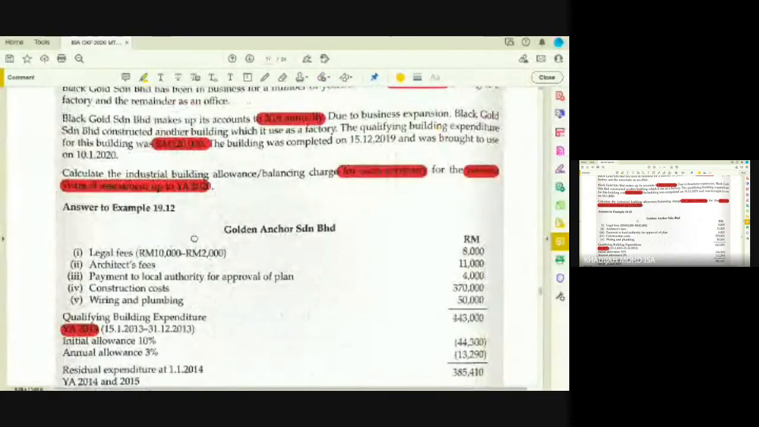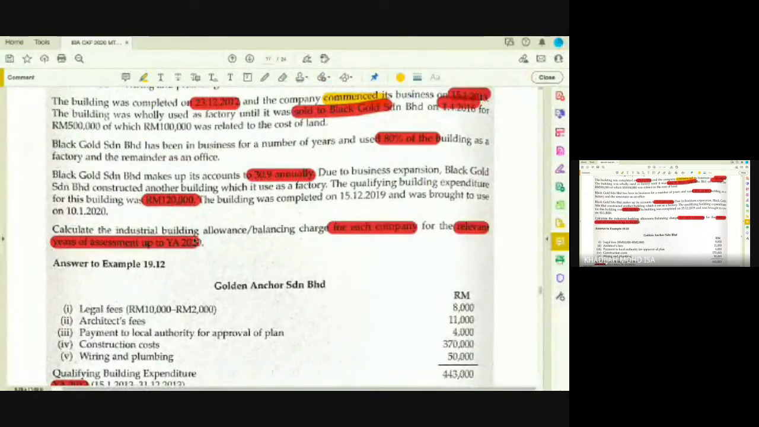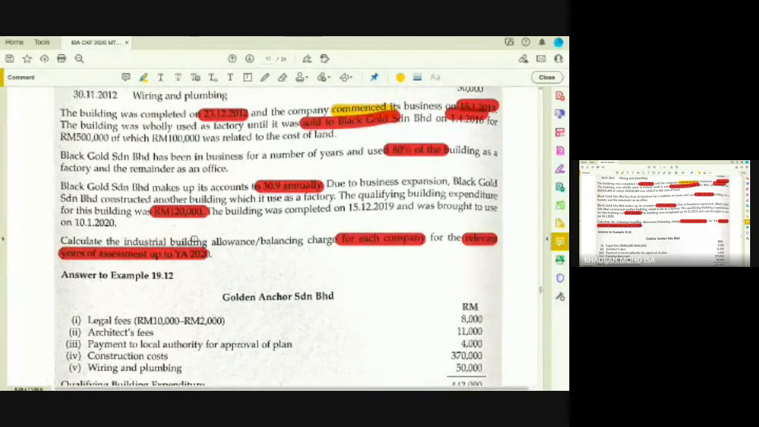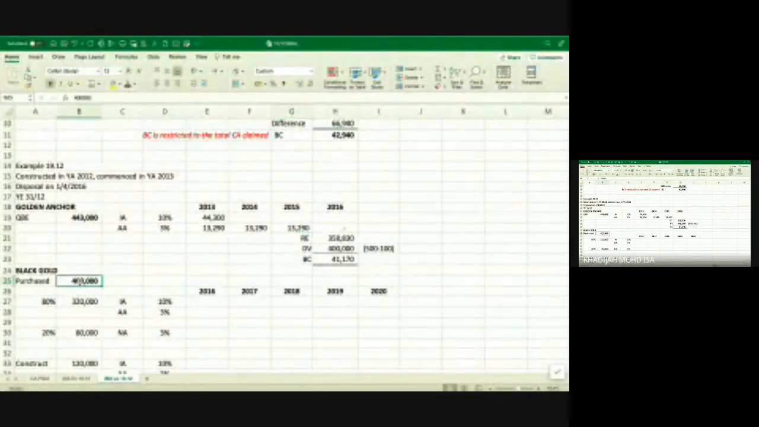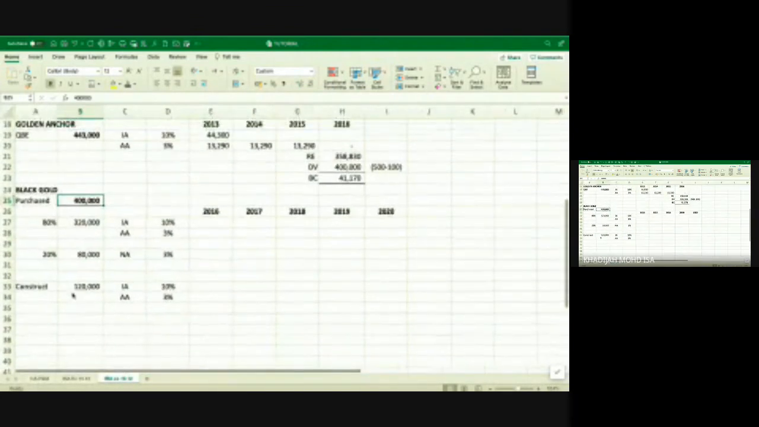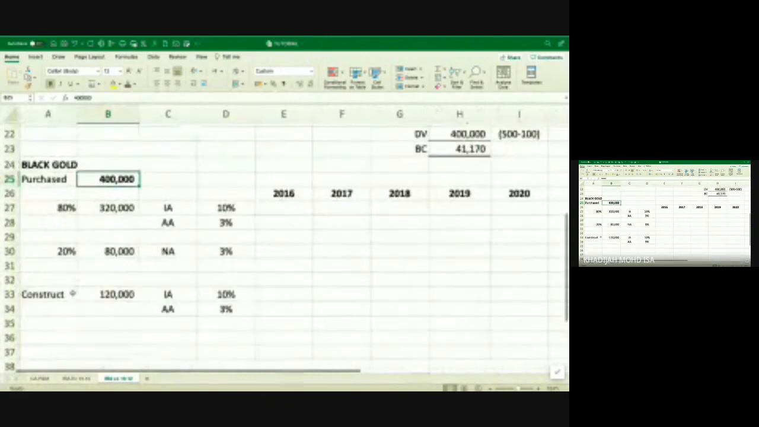What happened to Black Gold? Black Gold bought the building. So when you buy the building, the qualifying building expenditure is the cost that you pay. But remember that Black Gold paid 500,000, but from that 500,000, 100,000 is the cost of land. So similarly for Black Gold, the qualifying building expenditure is only 400,000, not 500,000. Be careful with that.